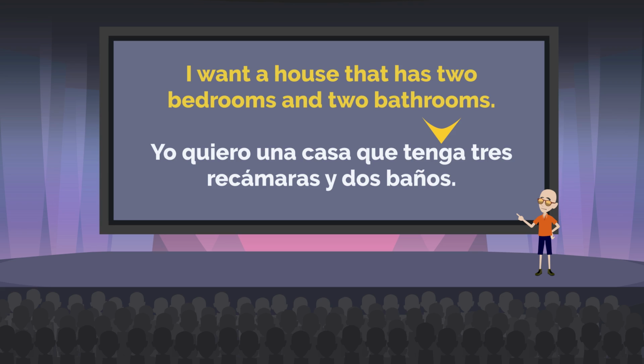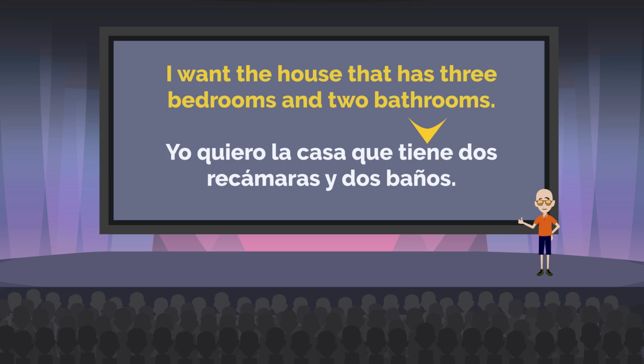Now, that second part of the clause is describing that unknown object. The object's a house. The description is that has 3 bedrooms and 2 bathrooms. This house may or may not exist. It probably does. But because it's unknown and unspecified, it triggers the subjunctive. Let's compare that to this sentence. I want the house that has 3 bedrooms and 2 bathrooms. We're talking about a specific house here. So we would translate that as Yo quiero la casa que tiene 2 recámaras y 2 baños.